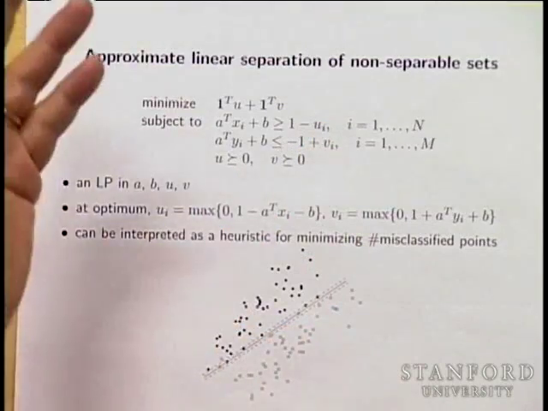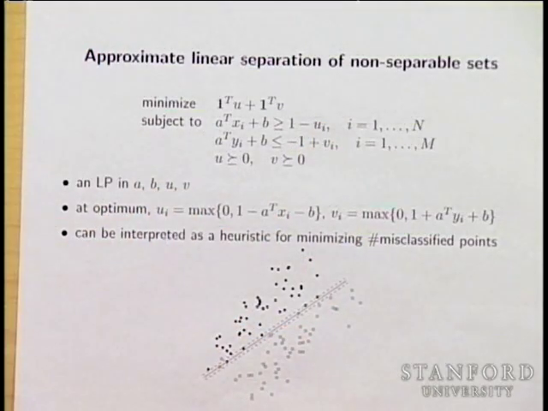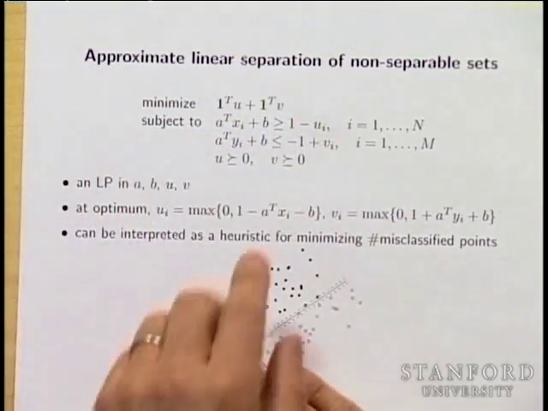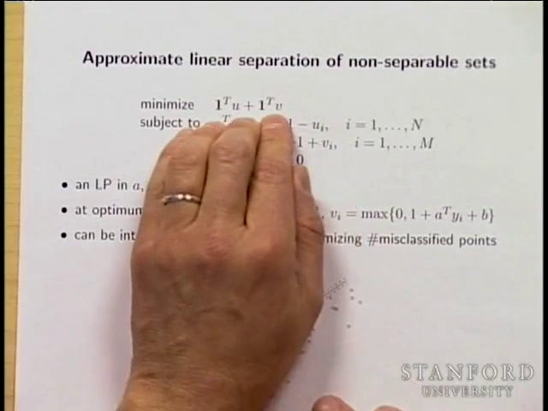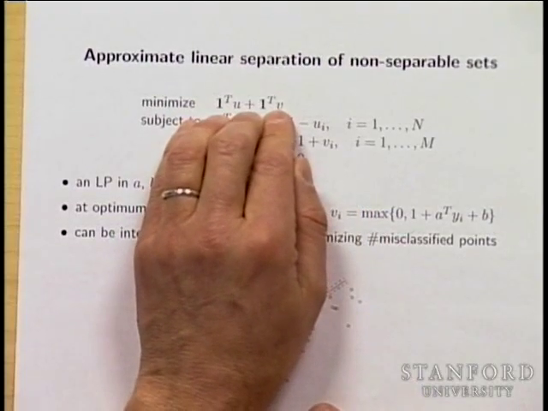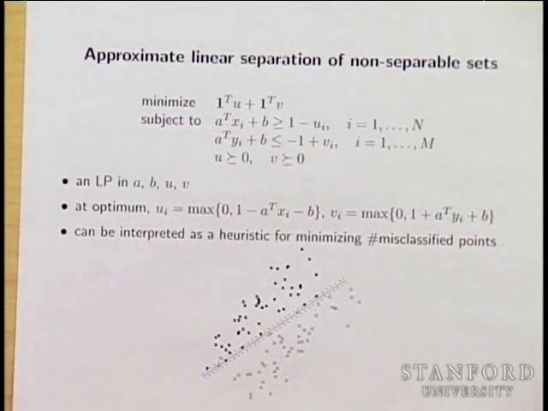Because anytime you threw in a fudge factor, it means you failed to classify that one correctly, and you need a fudge factor to help you classify it. So if you minimize the sum like this, and by the way, these could be weighted, this is going to be a very good heuristic for linear separation of non-separable sets.